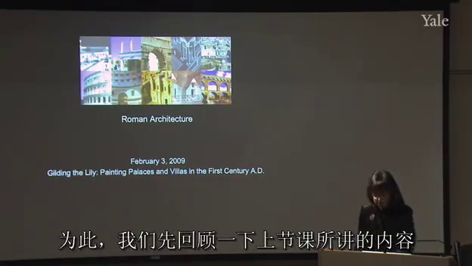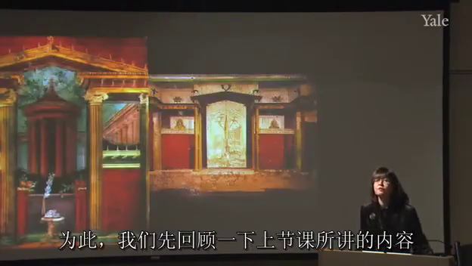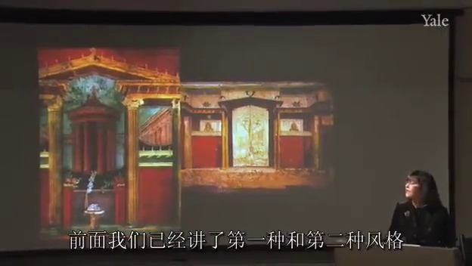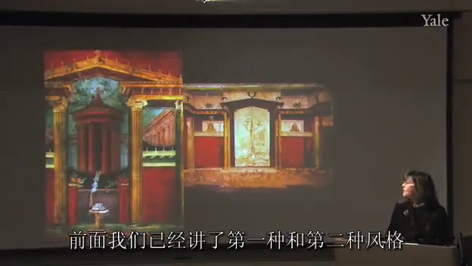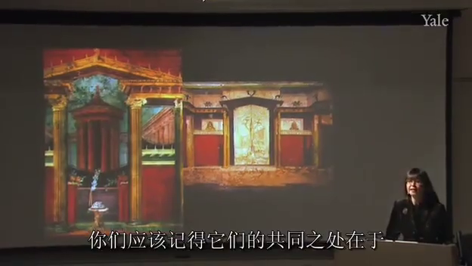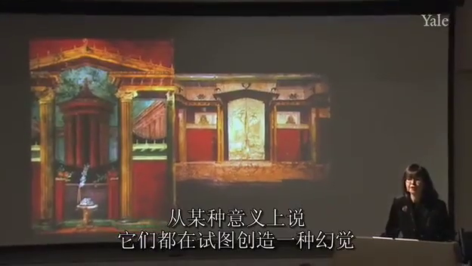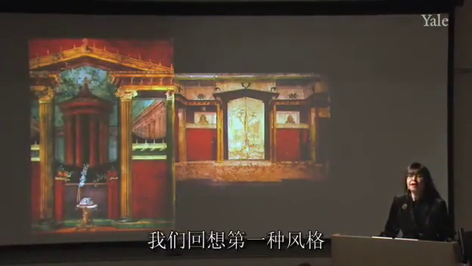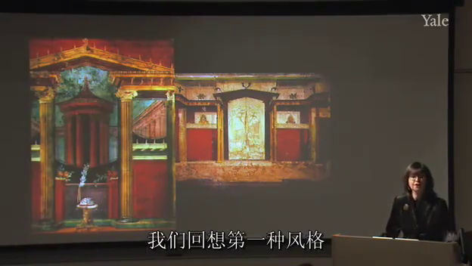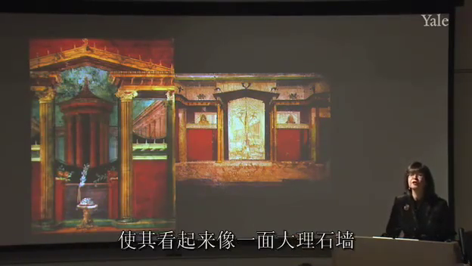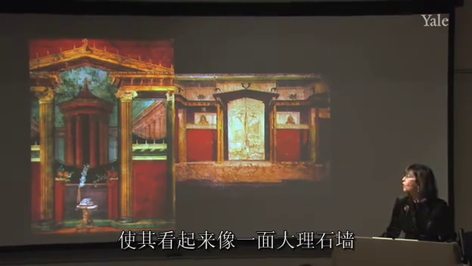In order to do that, I just want to remind you of what we talked about last time. We covered the 1st and 2nd styles of Roman wall painting, and you'll remember that what they had in common is that they both tried to create an illusion of what they weren't, in a sense. Think back to the 1st style of Roman wall painting, when the painters tried to transform a rubble wall into a marble wall, to create the illusion that it was indeed a marble wall rather than a rubble wall.